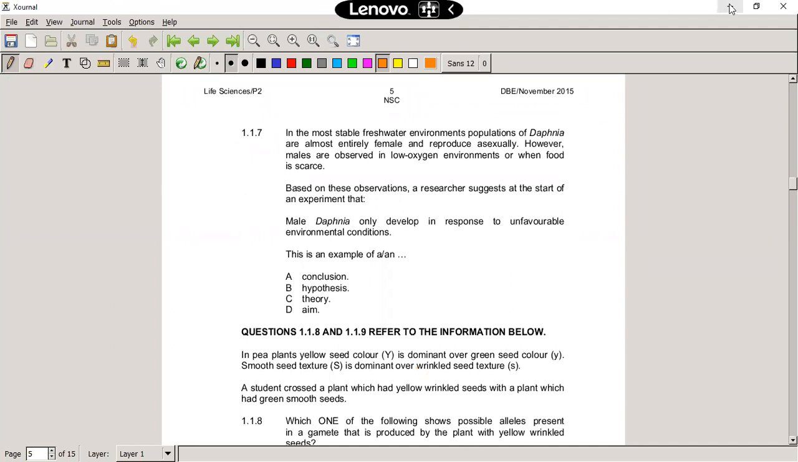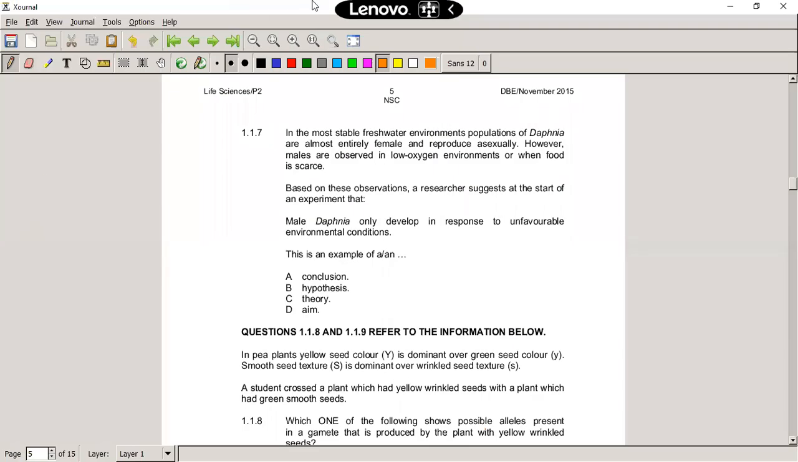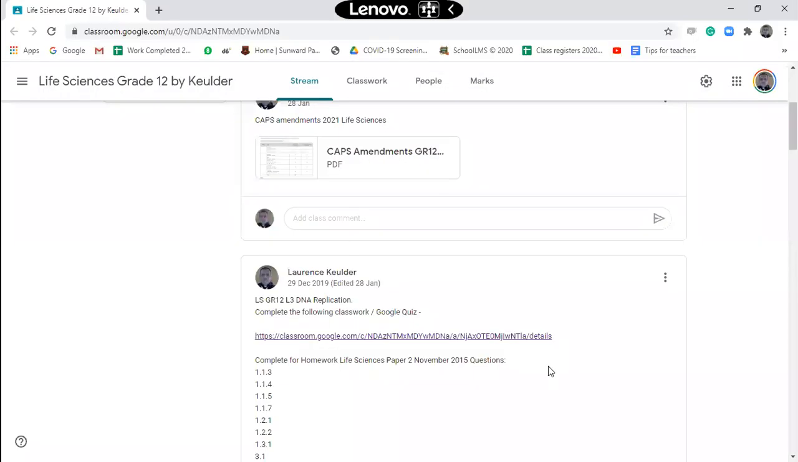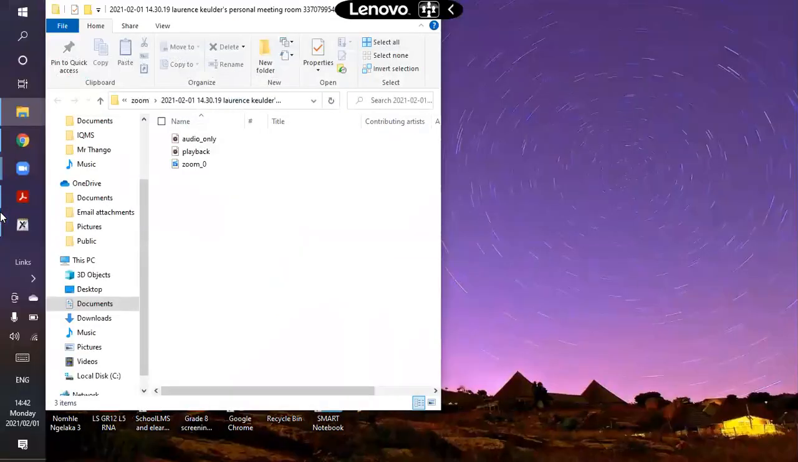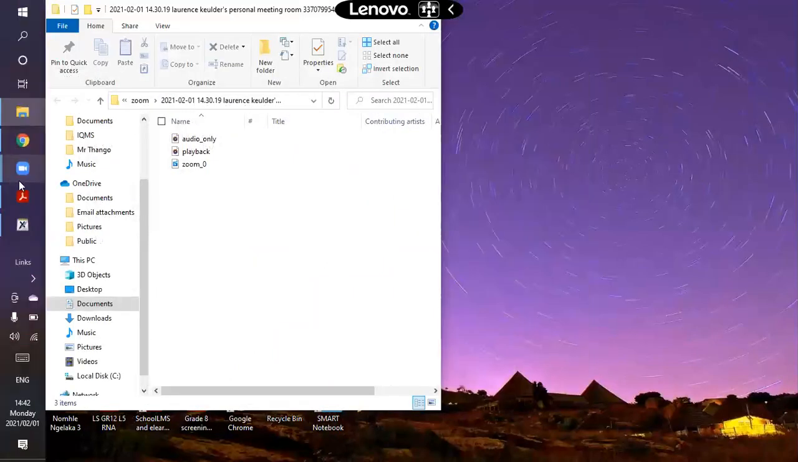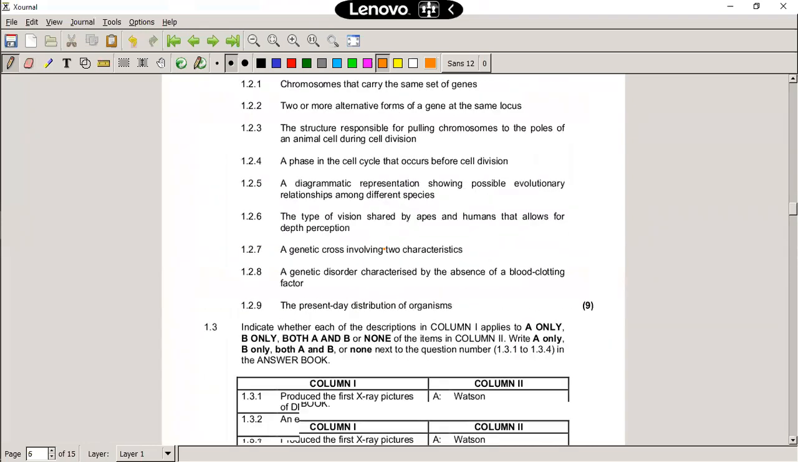Let's go to question two. Let's see, 1.2, and we have to answer 1.2.1 and 1.2.2, and then 1.3.1. Okay, so let's take a look. Wrong document, that's the memo. I will be posting you guys the memo, but we need to know why the answers are correct, and that's why we're discussing it.